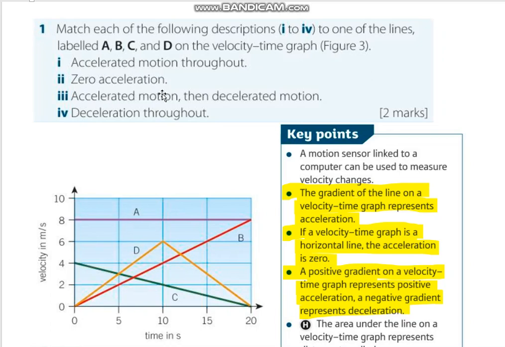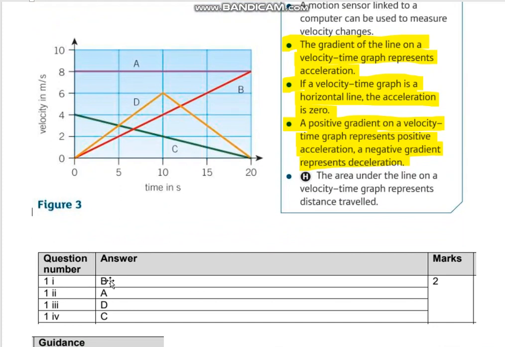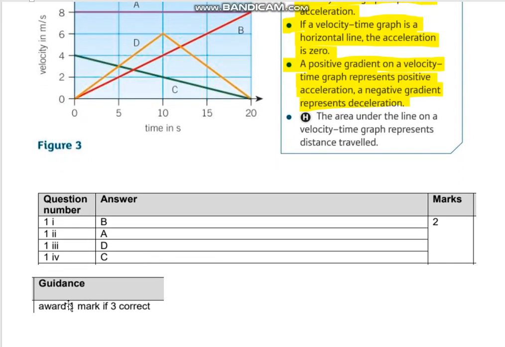For accelerated motion, then decelerated motion, we're looking for a line with a positive and then changing to a negative gradient, which is line D. And then for deceleration throughout, we're looking at line C because it has a negative gradient. It's sloping down from beginning to end. And you can see the answers here just as I've said, B, A, D and C. You get 2 marks for getting all 4 correct. You can give yourself 1 mark if you got 3 out of 4 correct.